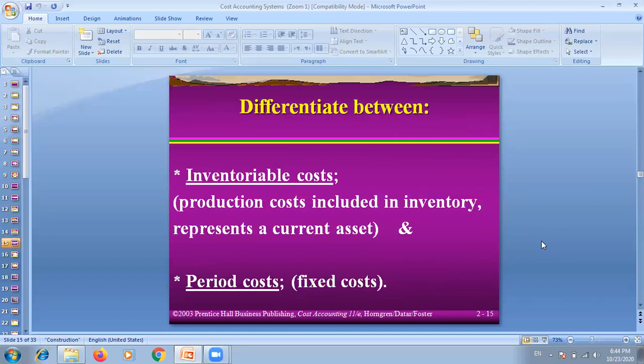Differentiate between inventoriable cost and period cost. From this slide, you have to concentrate well, because this is something we are explaining for the first time till the end of these slides. When I'm saying period cost, these costs relate to the period. So just the period is finished, so the cost must be paid, such as rent.